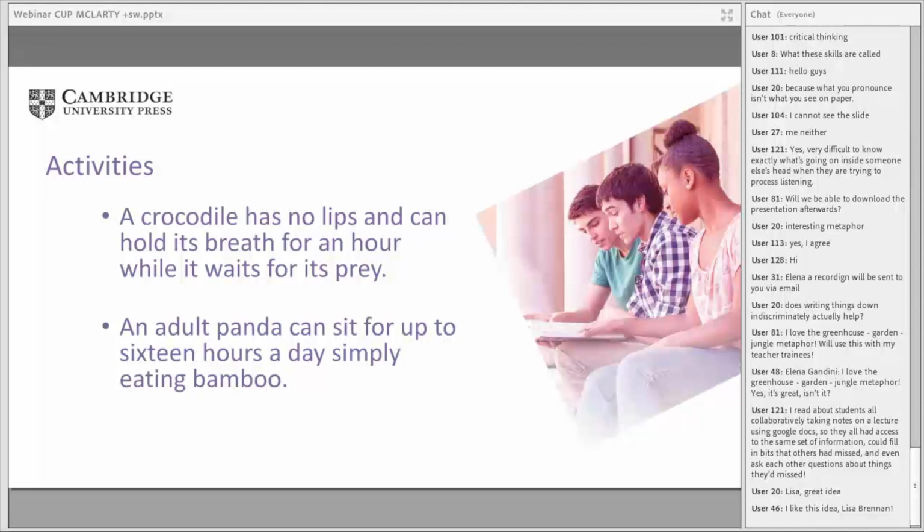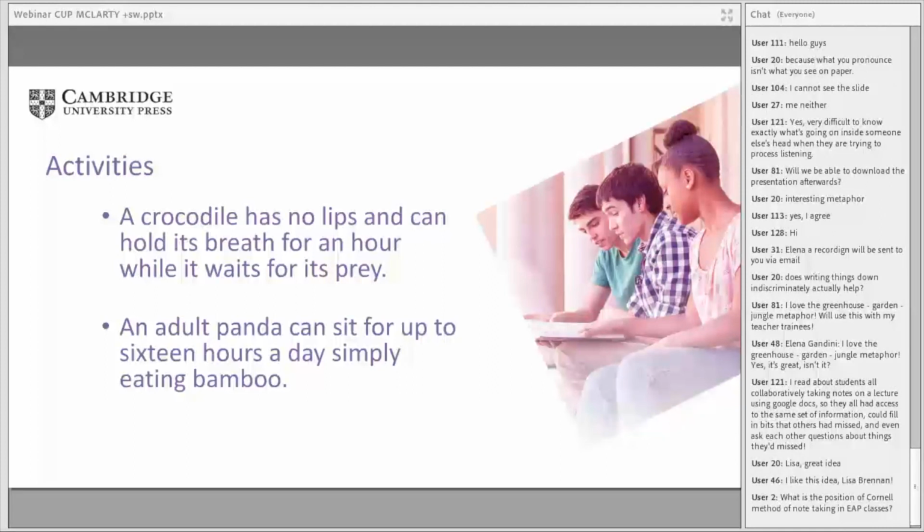You can also then use these very straightforward sentences for a little bit of discussion about, on a more critical level, why does a crocodile have no lips? Why is it good to hold its breath for an hour? Why does a panda spend 16 hours simply eating bamboo, etc.?